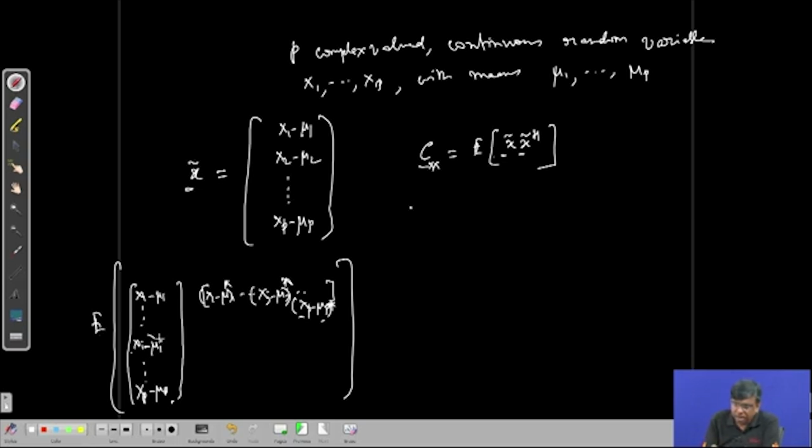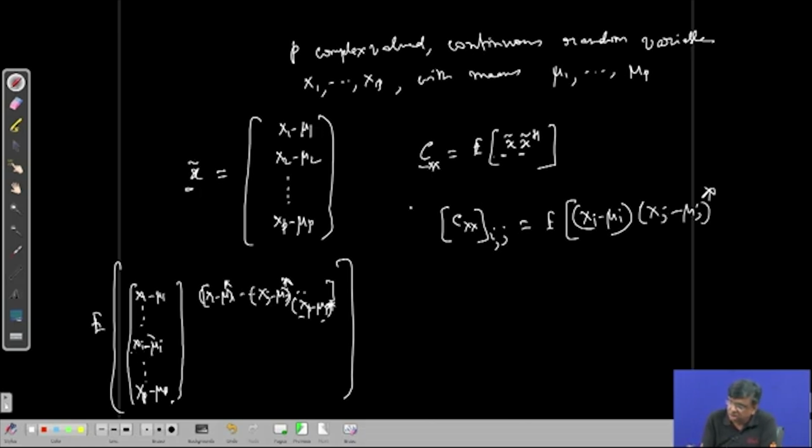Okay. That means Cxx i comma j will be what? E of xi minus mu i, this fellow, and this xj minus mu j star. This is nothing but the covariance between xi and xj, two random variables. Okay. You take the increment around the mean, this times its conjugate, expected value. By definition, that is the covariance between xi and xj.